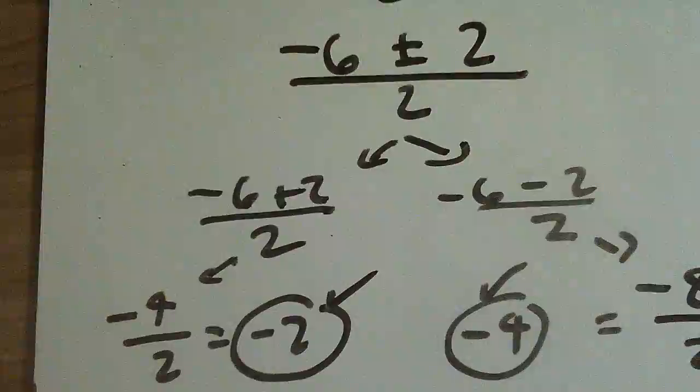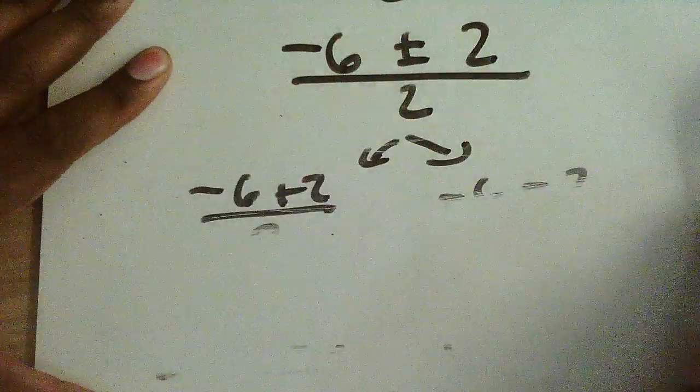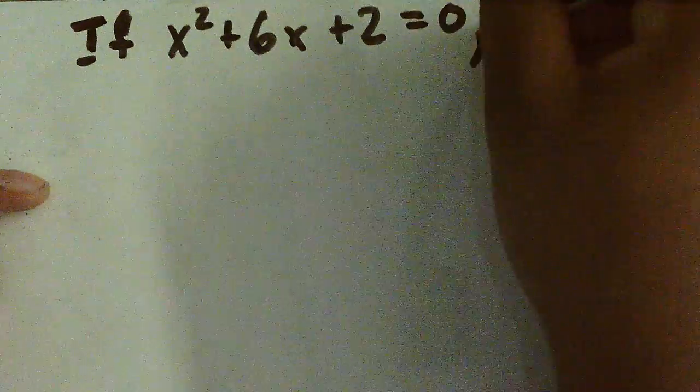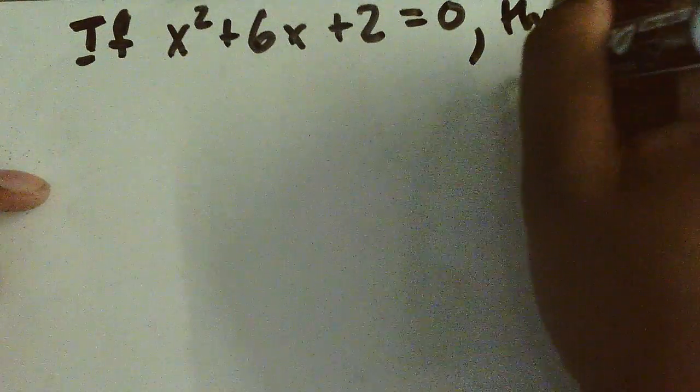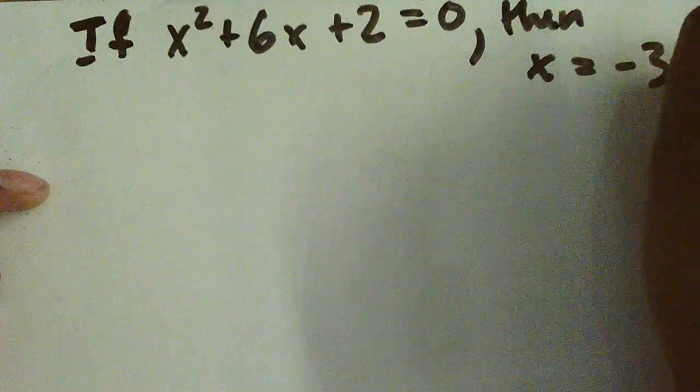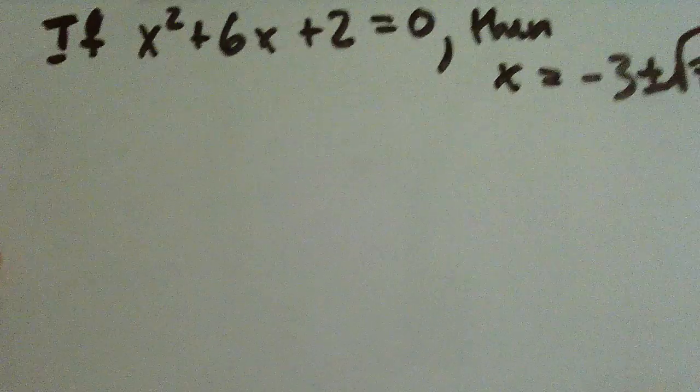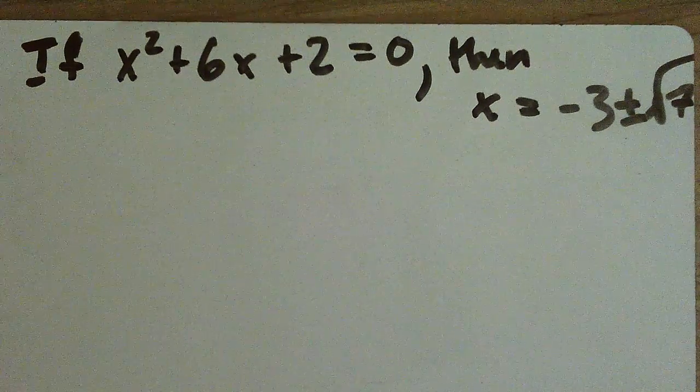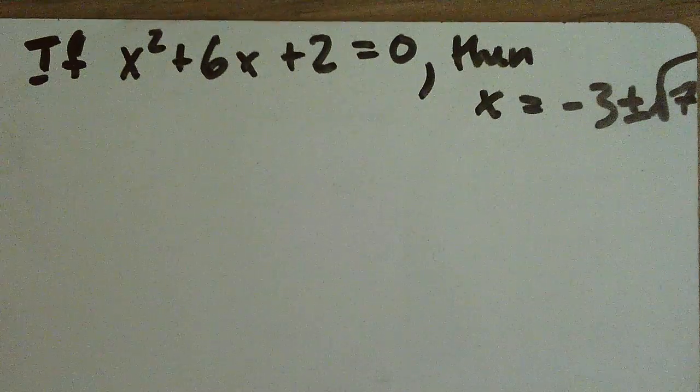Now, sometimes we don't get nice, fancy answers like this. We don't get beautiful answers like this. So let's cover theorem 4.41, which says that if x squared plus 6x plus 2 equals 0, then x equals negative 3 plus or minus the square root of 7. You can't see that, but plus or minus the square root of 7. So let's work this one out.